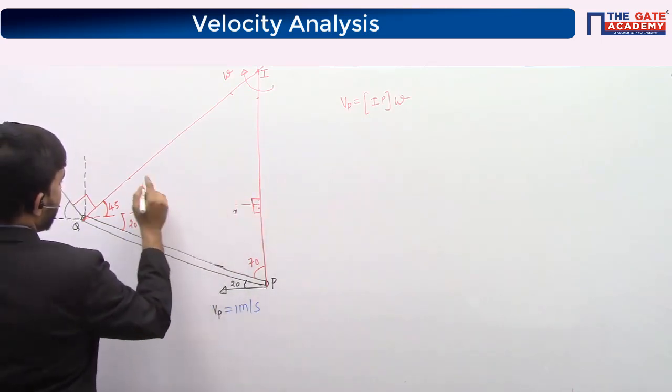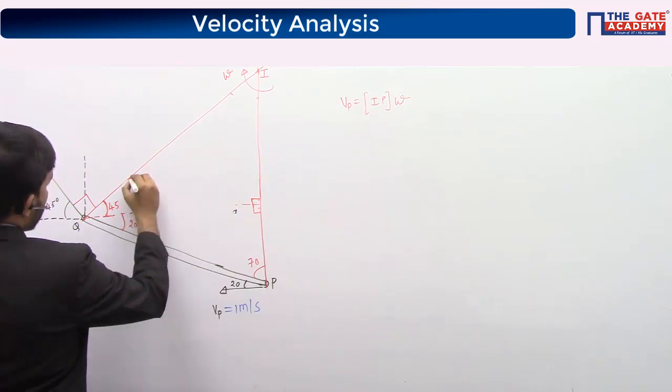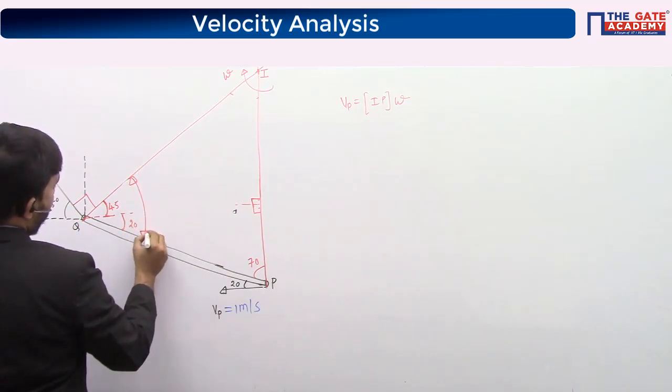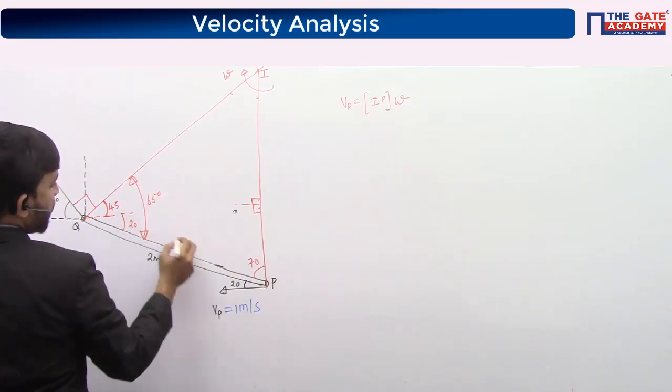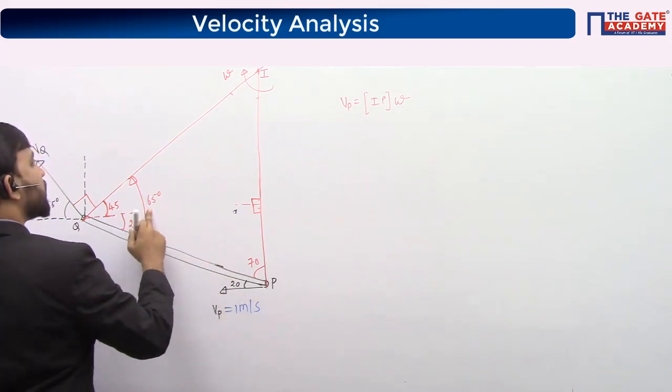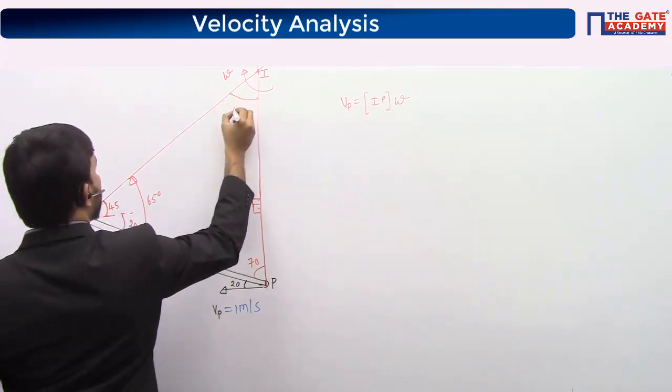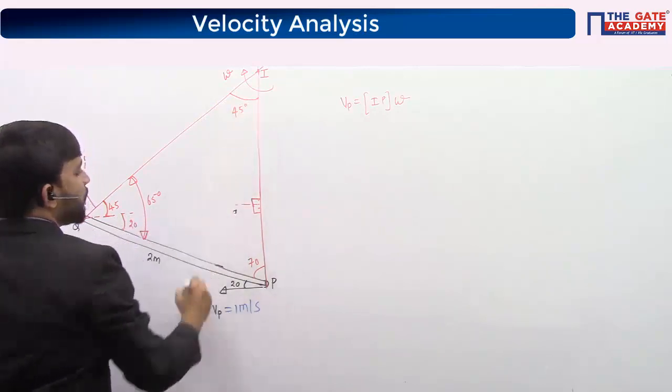And if you look at this one, this total angle is 65 degrees, okay? This total angle is 65 degrees. This is 70 degrees, this is 65 degrees. So I can say this will be 45 degrees, okay? 45 degrees.